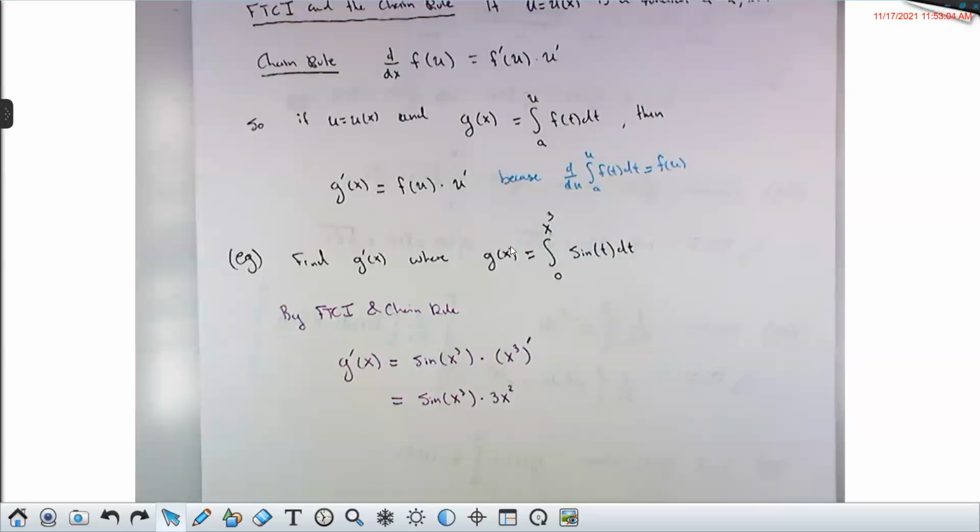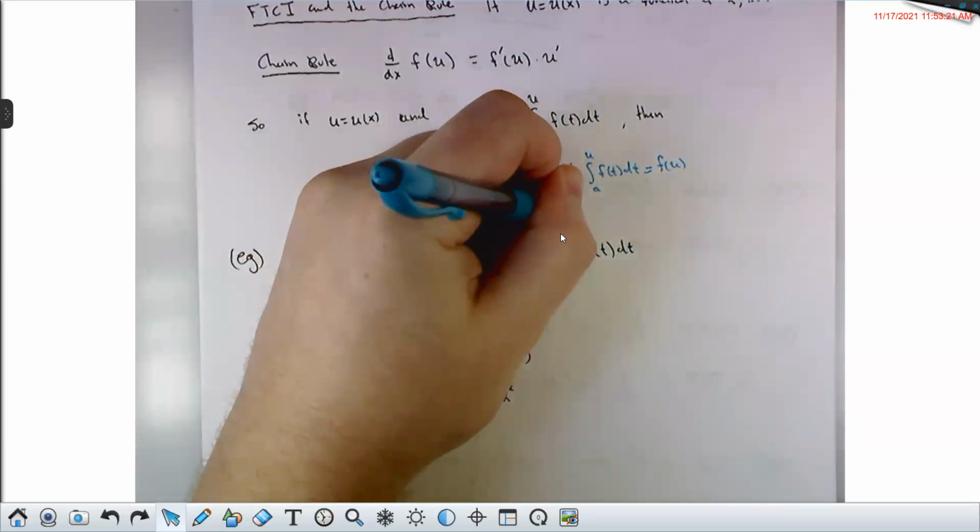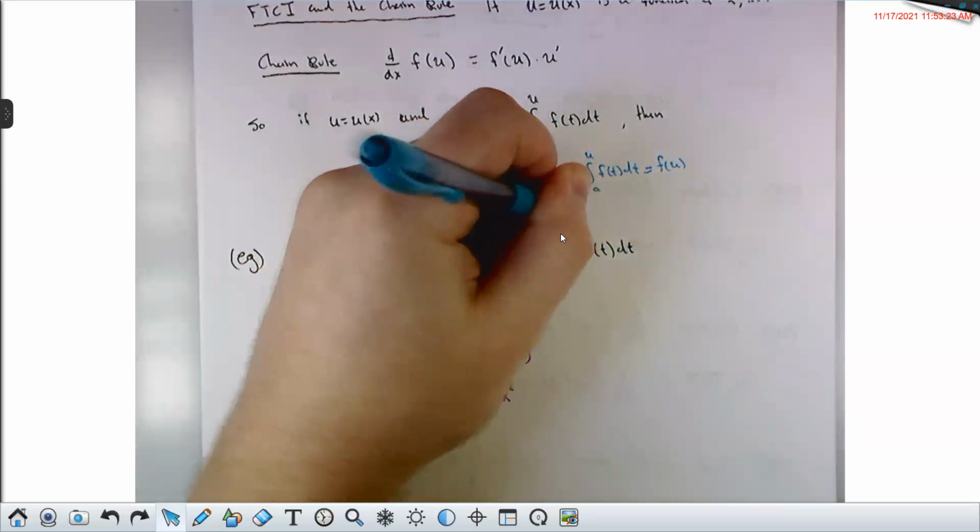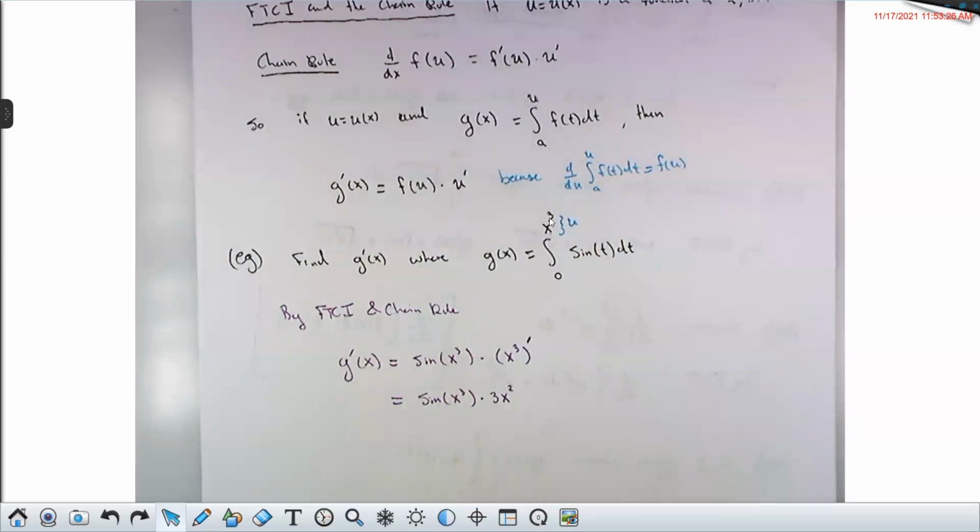Why in this one do you use the chain rule, but before you don't use the chain rule? Is it because x cubed is a function? It's not only x. Right. If it were only x, it would just be sine x. That's all. But yeah, because this is a function of x, not just x. Exactly what you said is correct, and that kind of answers Leah's question too. We only need the chain rule here if the upper bound is a function rather than just the variable.